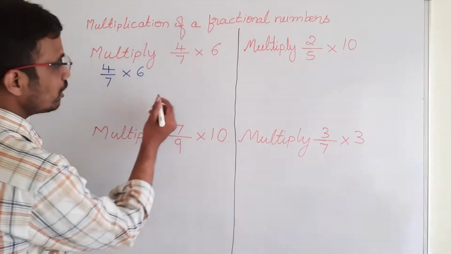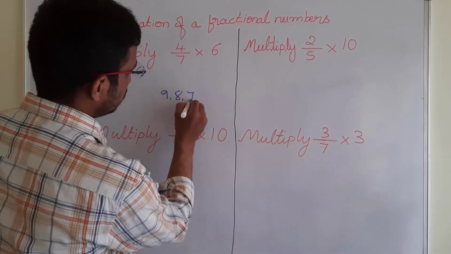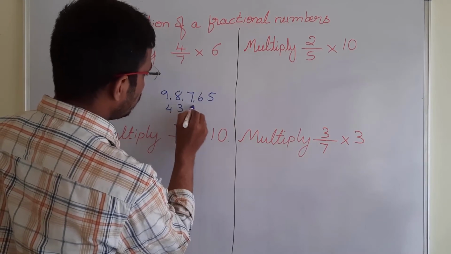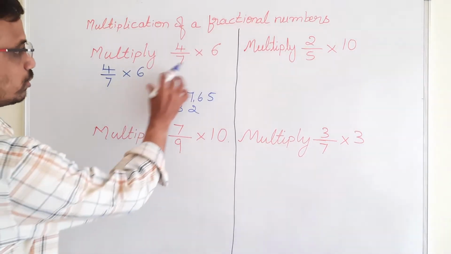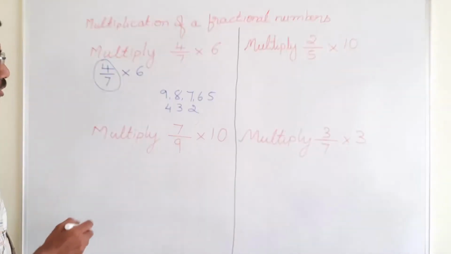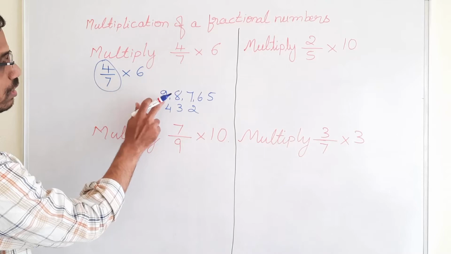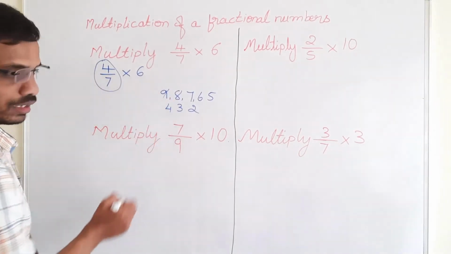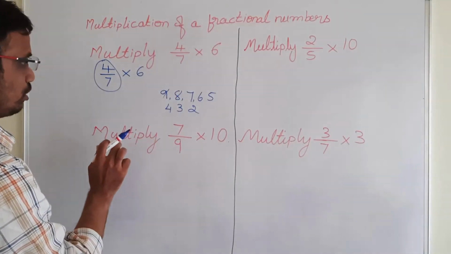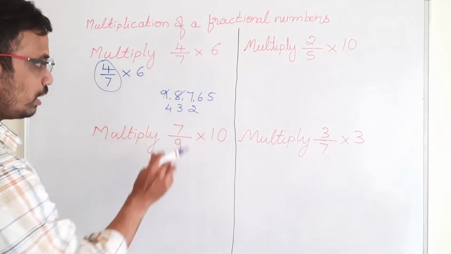So how will we do that? We will start from the number 9, then 8, 7, 6, 5, 4, 3, 2. Out of these numbers, we will check whether each is a divisor or not. First we take 9. 4 is not divisible by 9, and 7 is also not divisible by 9, so I will cancel. Next, I will check if 4 and 7 are divisible by 8. It is not divisible by 8 also, so I will cancel.